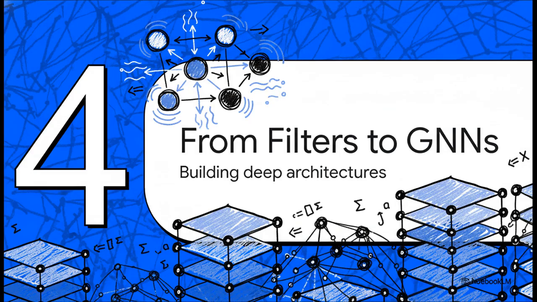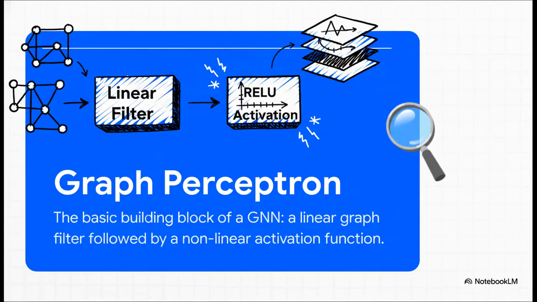All right, now for the really big leap. Let's see how these fundamental filter concepts are actually used to build the powerful deep learning models we all know as graph neural networks. The next level of abstraction up from a filter is the graph perceptron. It sounds fancy, but it's actually incredibly simple. You just take the output of your linear graph filter and you pass it through a nonlinear activation function, like a ReLU, at every single node.